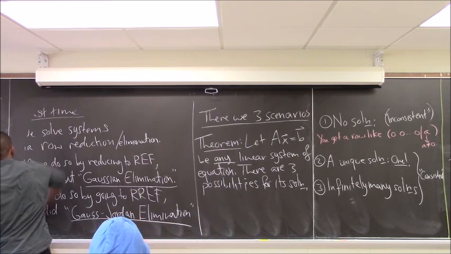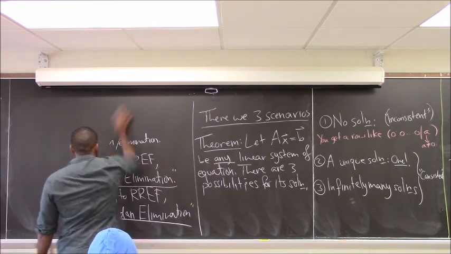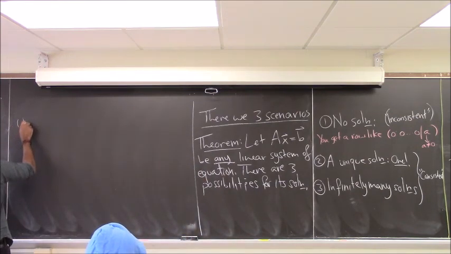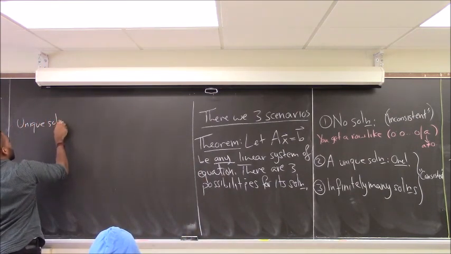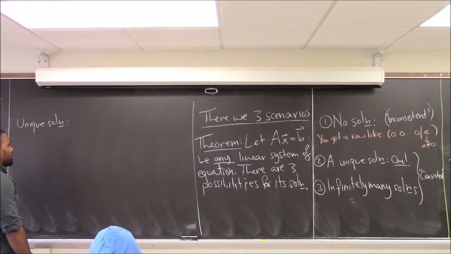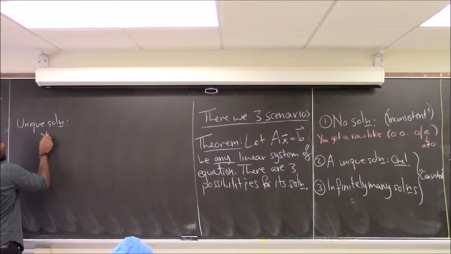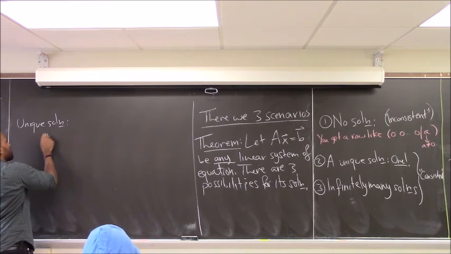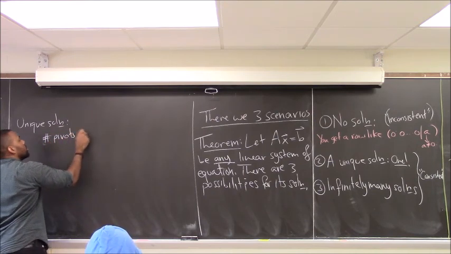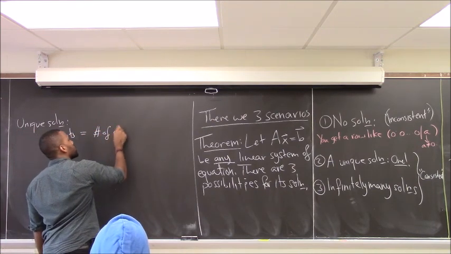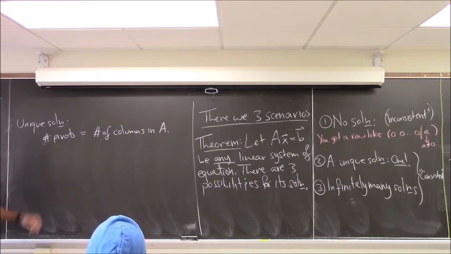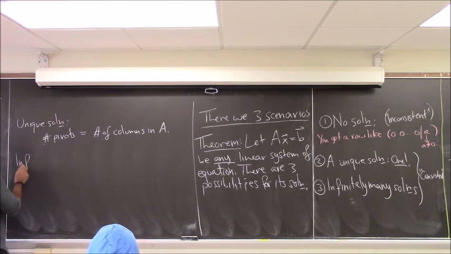Notice for the consistent cases, the pattern that you would kind of recognize. Unique solution: this basically meant that the number of pivots you have equals the number of columns in A. That means every variable will have a pivot in its column, which allows you to solve that equation for that variable. And you have infinitely many solutions.